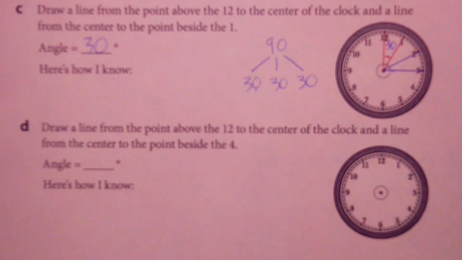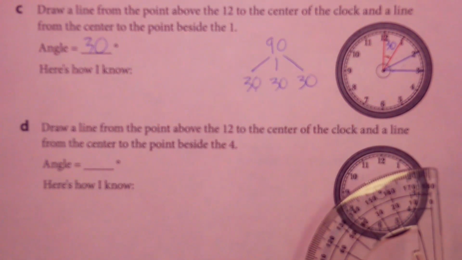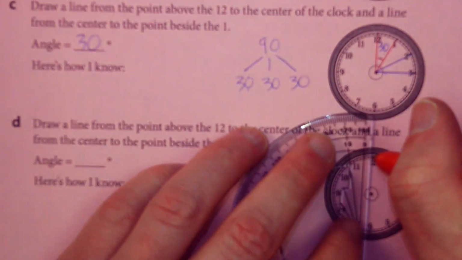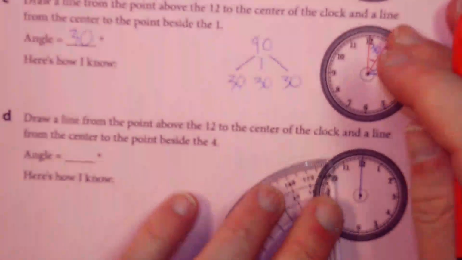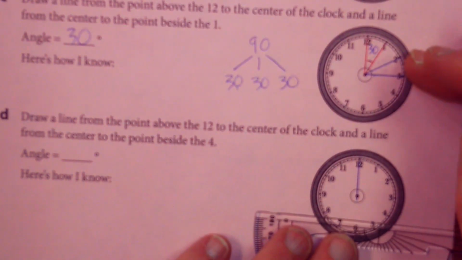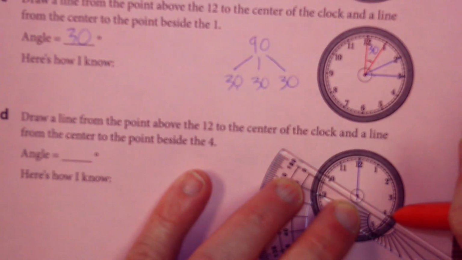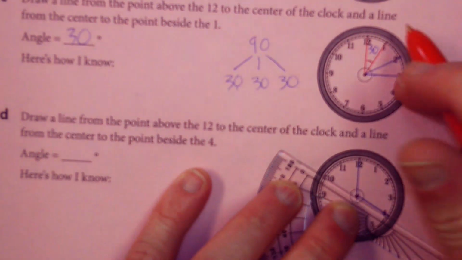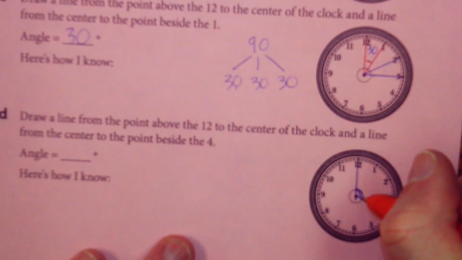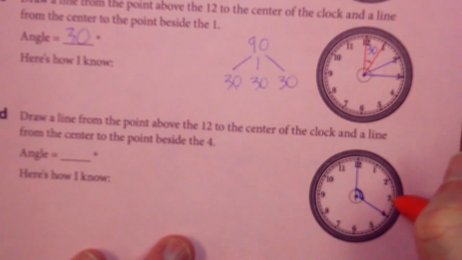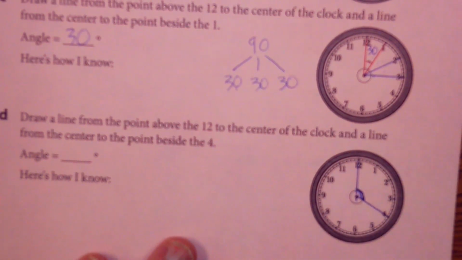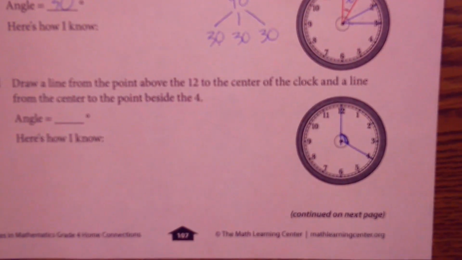Draw a line from the 12 to the center. Okay. Draw a line from the center to the 4. Uh-oh, SpaghettiOs. Actually, not too bad here. So this angle that we're trying to measure here, it's more than 90, less than 180. I kind of wonder if we want to use both of the ideas that we talked about already.